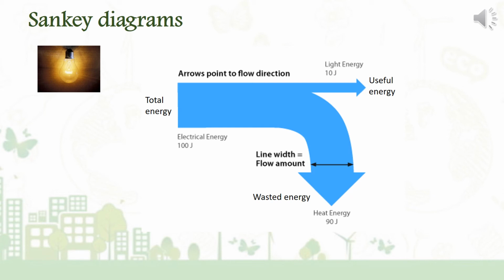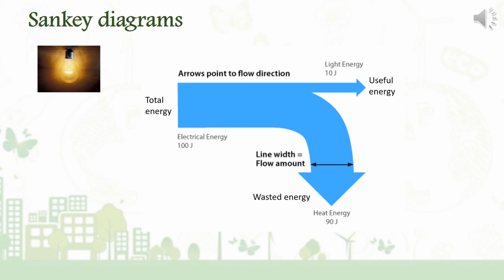And you can see the useful energy and the wasted energy. Directly from the straight arrow it shows the useful energy. The diverted arrow shows the wasted energy. This Sankey diagram is actually drawn for the filament bulb.